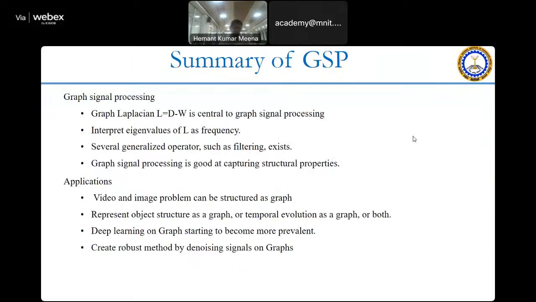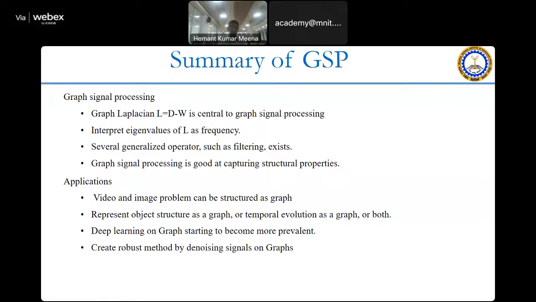Summary of the GSP. What is the key thing here? Key thing is basically frequency. How do we get the frequency? We get the frequency with the help of the Laplacian matrix. Laplacian is equal to D minus W. So what are those frequencies? The eigenvalues are coming as the frequency. What is the role of the eigenvectors? Eigenvectors are basically the bases, because two things are required in the transform: one is the frequency, another is the basis. So here eigenvectors are the basis.